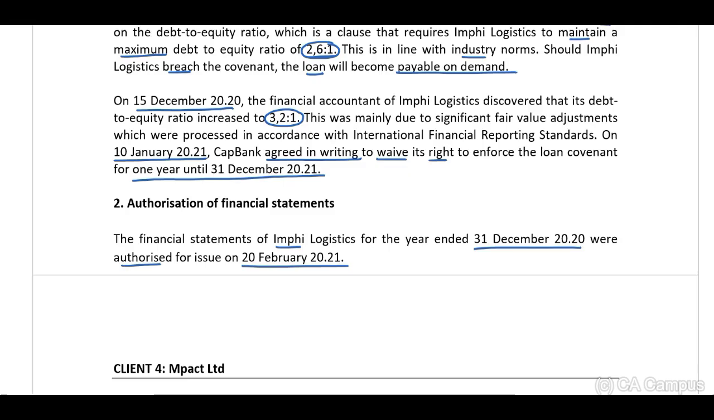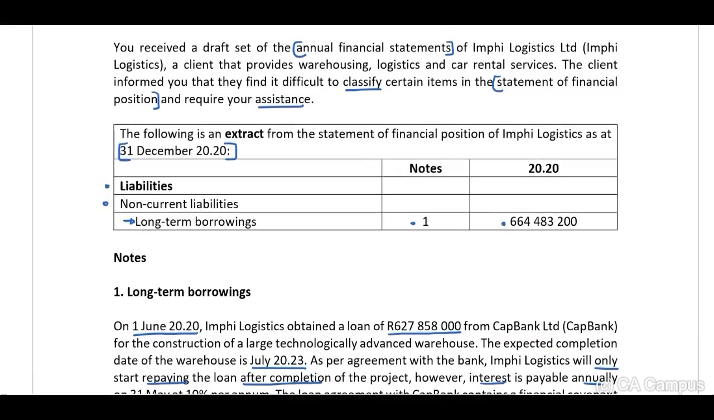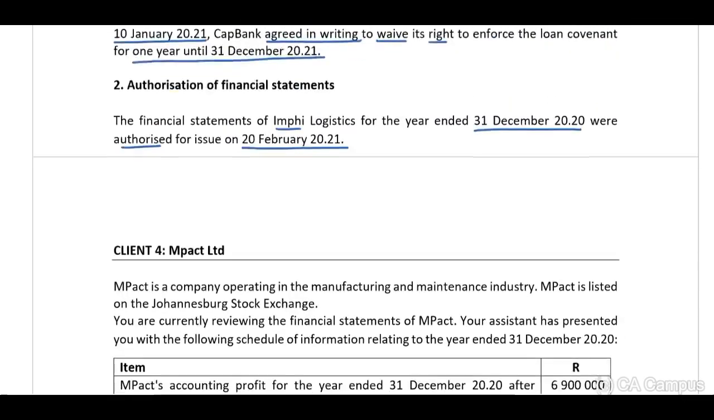Okay, so guys, when we look at this, they indicate to us that they have difficulty to classify certain items. Now, when we look at this, if there's a classification problem in our statement of financial position, we need to think about IS1, preparation of financial statements.